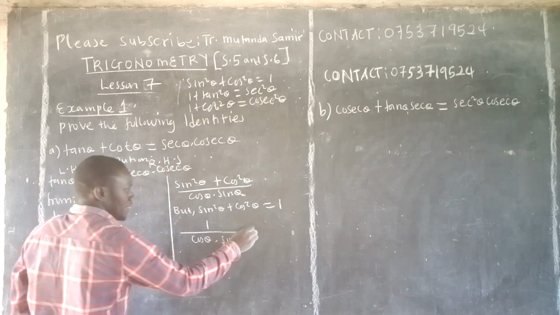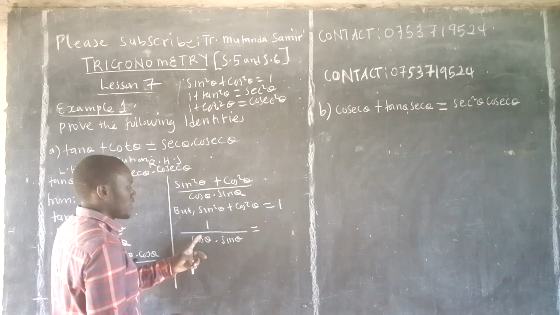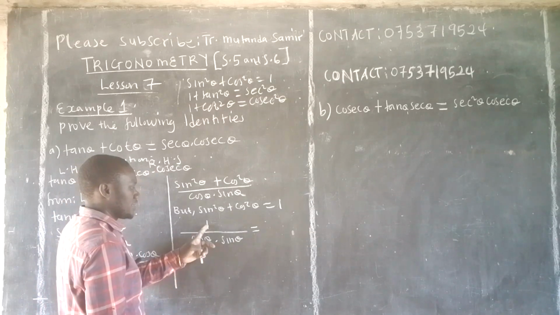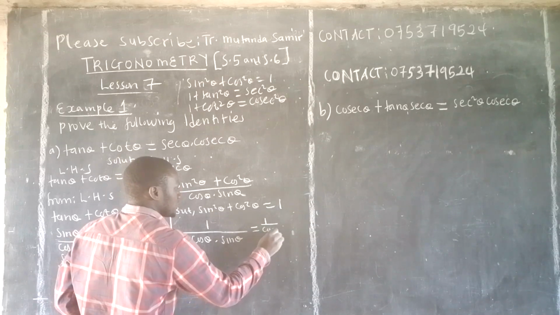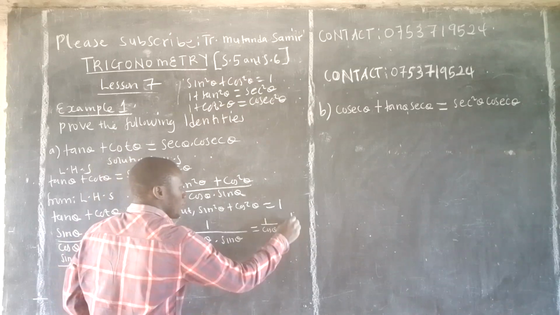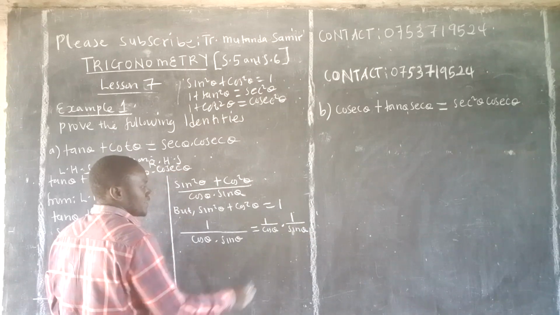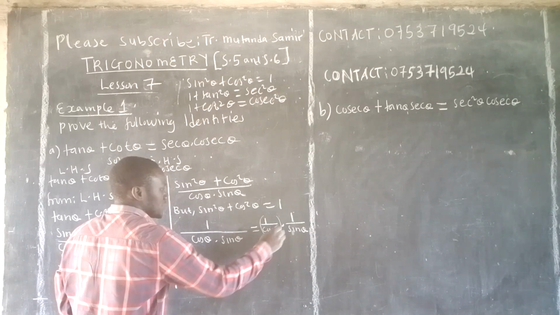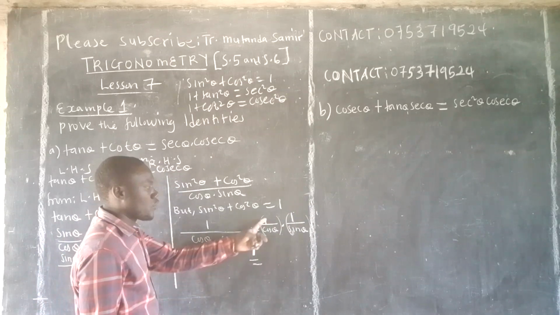Conclusively, we shall say this can be the same as 1 over cos theta times 1 over sine theta, like that. But again, how do we call this? How do we call that? So realize that, how do you call 1 over cos?